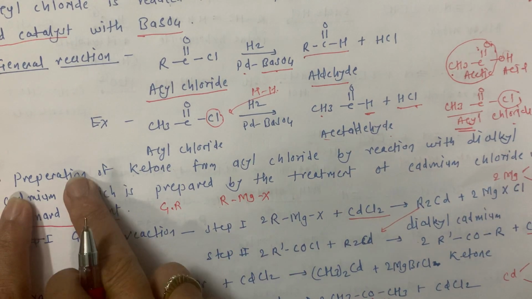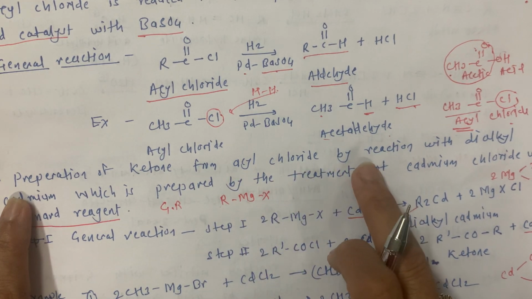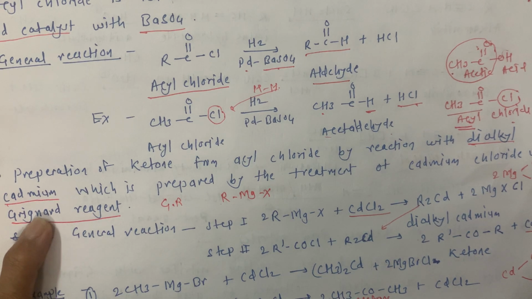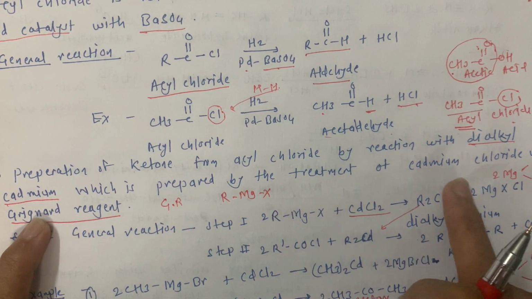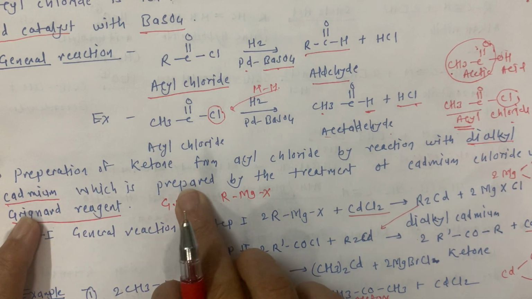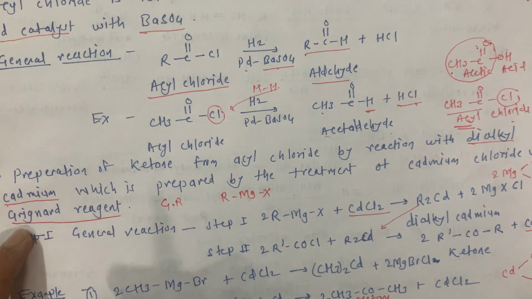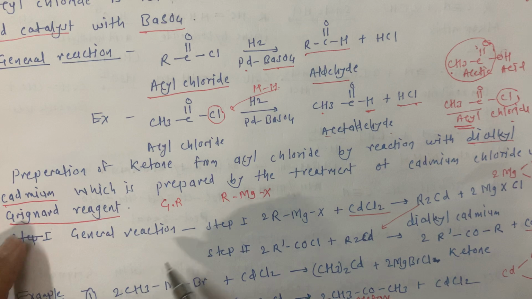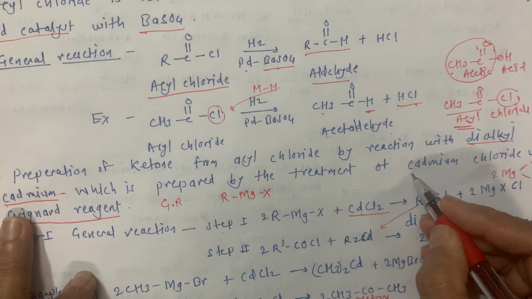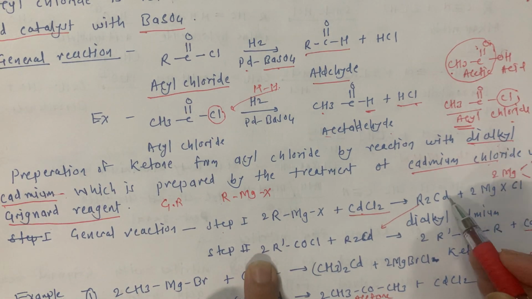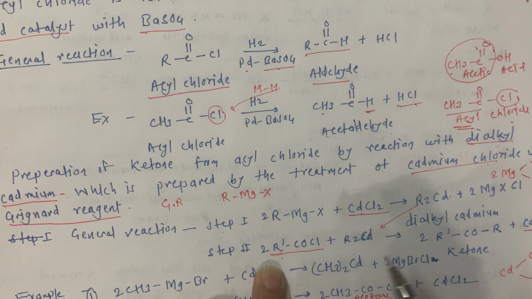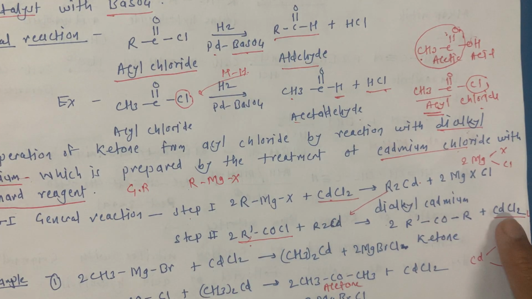So what is this reaction? Preparation of ketone from acyl chloride by reaction with dialkyl cadmium. This is again important, and something new for you. Dialkyl cadmium is prepared by the treatment of cadmium chloride with Grignard reagent. This Grignard reagent we use in the first step to get dialkyl cadmium from cadmium chloride. Then after preparing dialkyl cadmium, we treat it with RCOCl, that is acyl chloride, and it is converted into ketone. The byproduct is cadmium chloride.